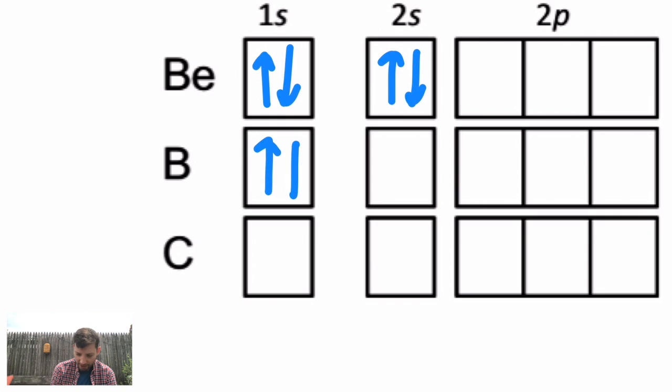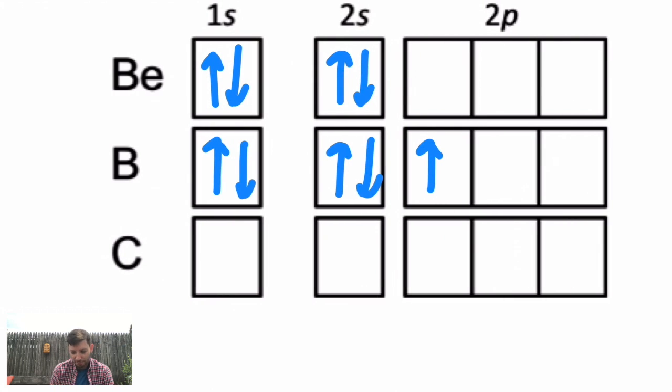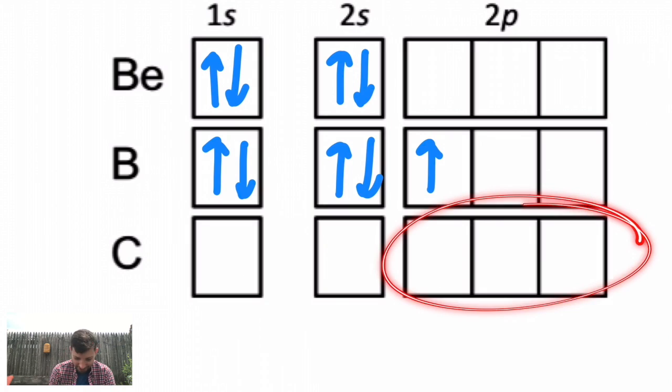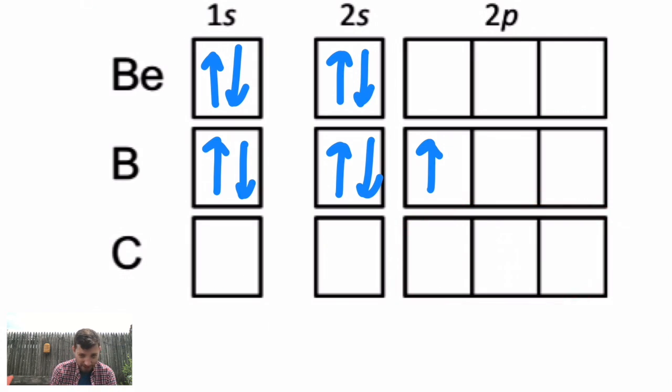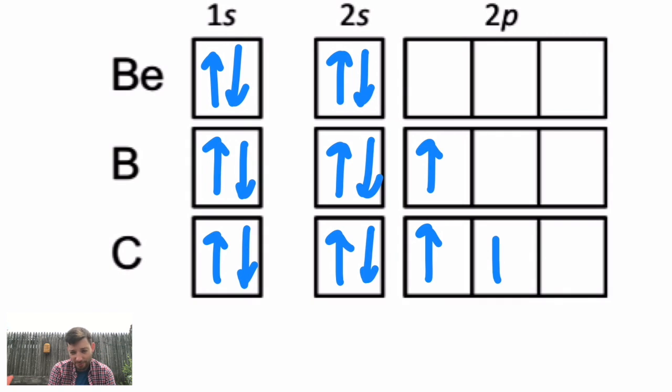1s2, 2s2, 2p1. Then I get to carbon, and now I am, for the first time, looking at multiple electrons in a given sublevel, and here's what happens. 1s2 occupies like so, then 2s2, and then the first 2p electron goes there. The second one actually goes in the unoccupied orbital.